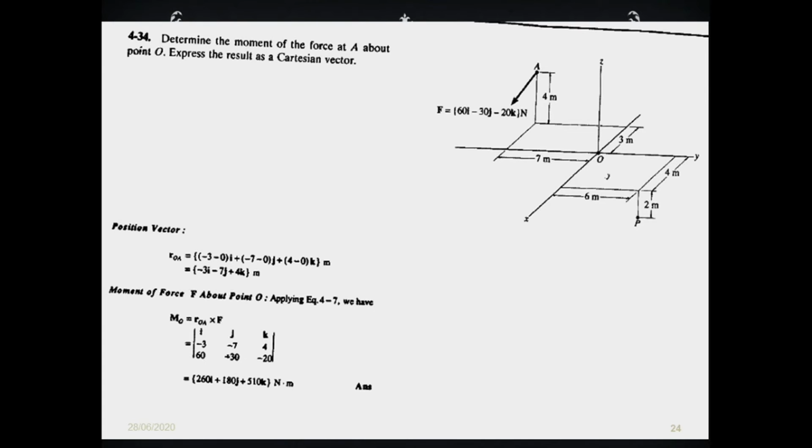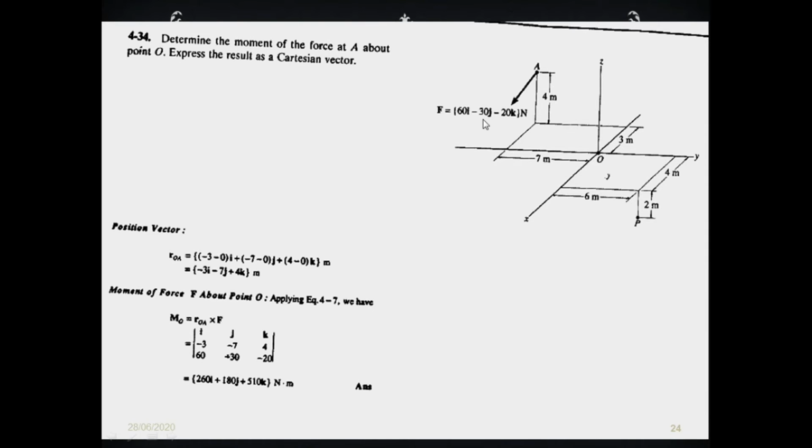So there is a force which is acting at A. If you look at it, you need to find the moment of this force at A about the pivot point O, and your result should not be a scalar, but they want the result of the moment in Cartesian vector form. Okay, so how are we going to do this numerical? We are going to do it like this.